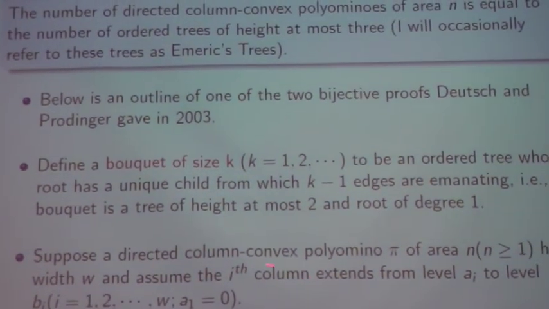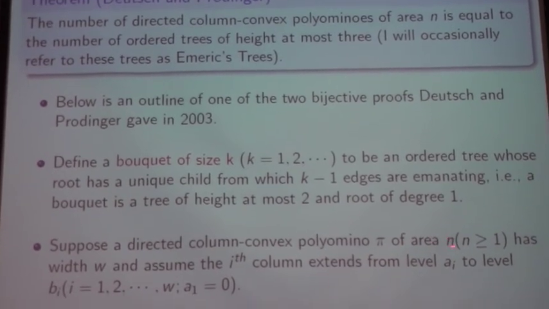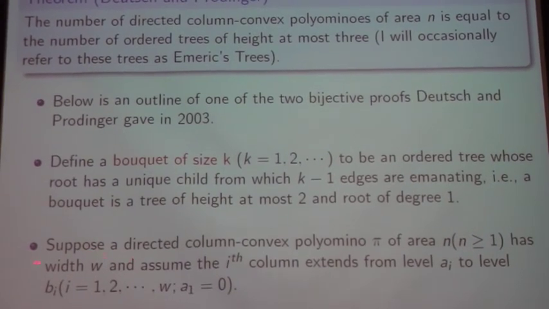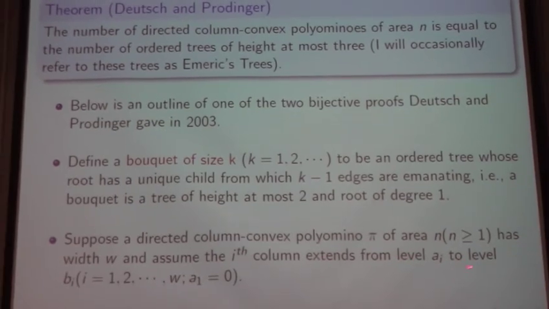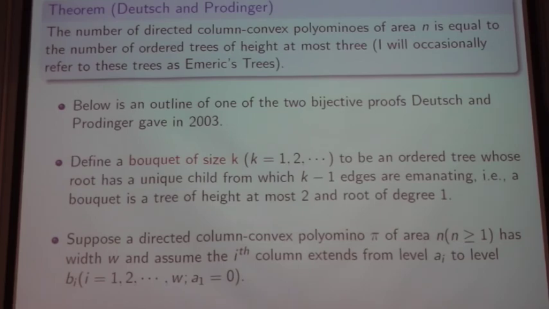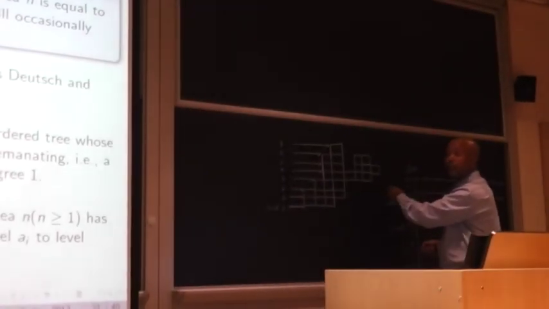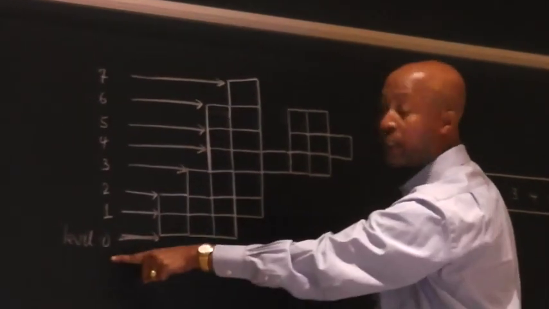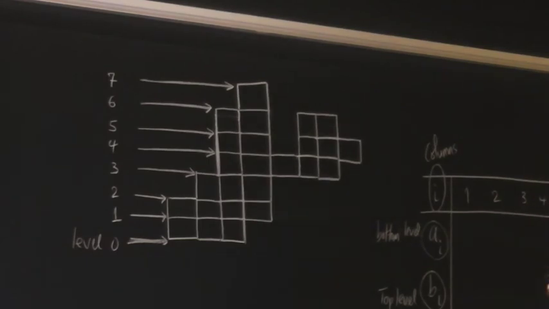Okay. Now, suppose a directed column convex polyomino pi of area n, that means number of cells, has width w. Width is the number of columns. And assume the i-th column extends from level A_i to level B_i. So I tried to draw the example here for you. This is the example that I showed before. There are 8 columns here, and the levels start at 0 and end at 7. So we're starting from 0. This one is the bottom one, and this is the top. You with me on that?